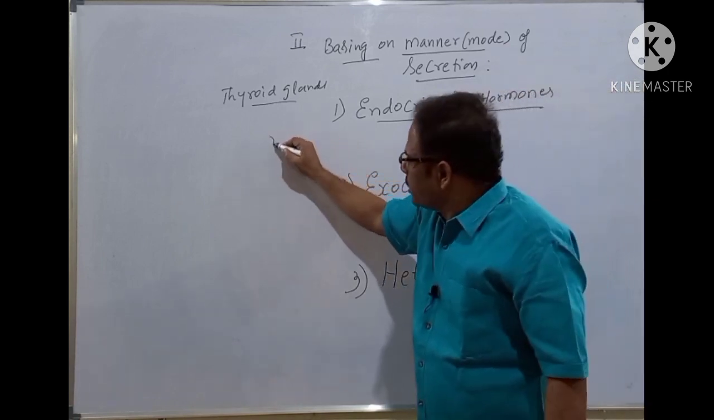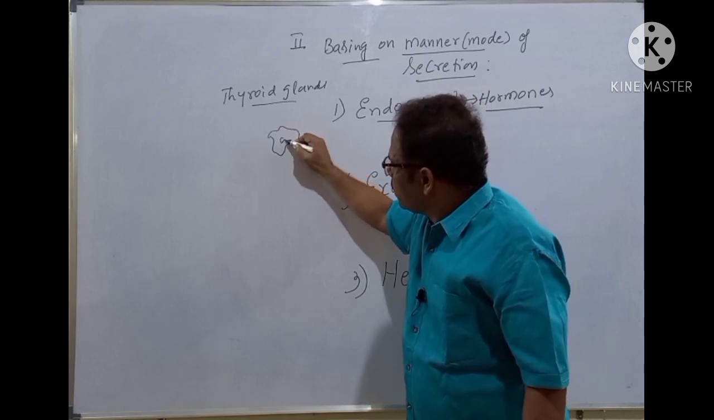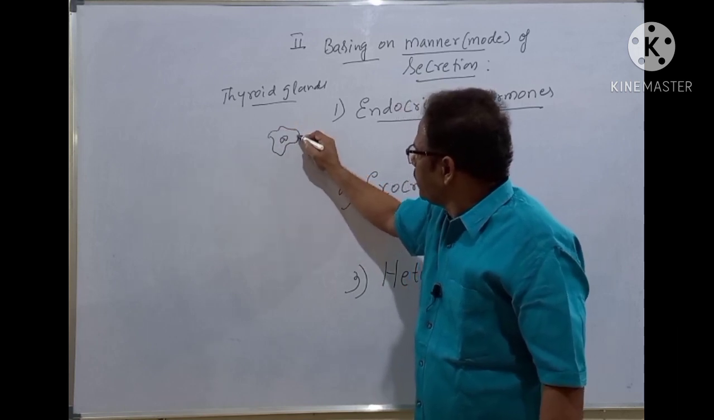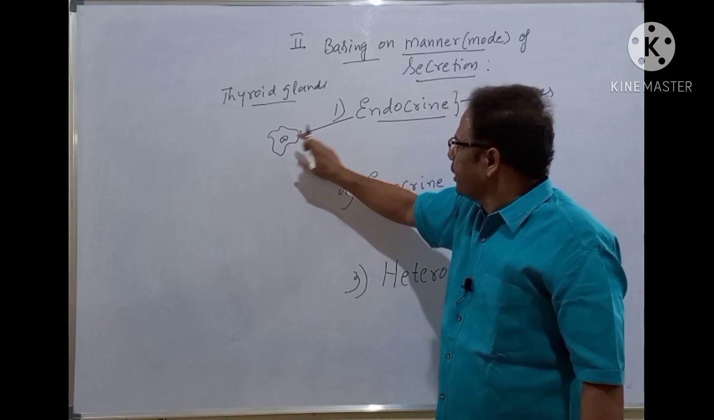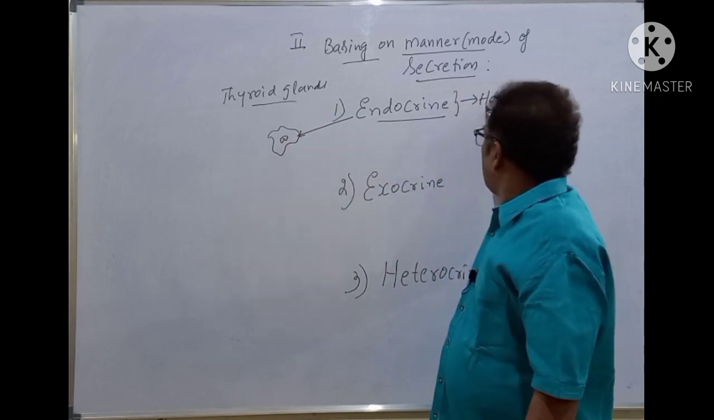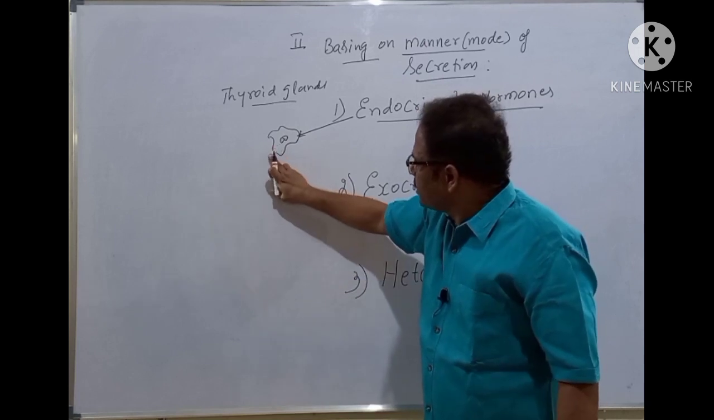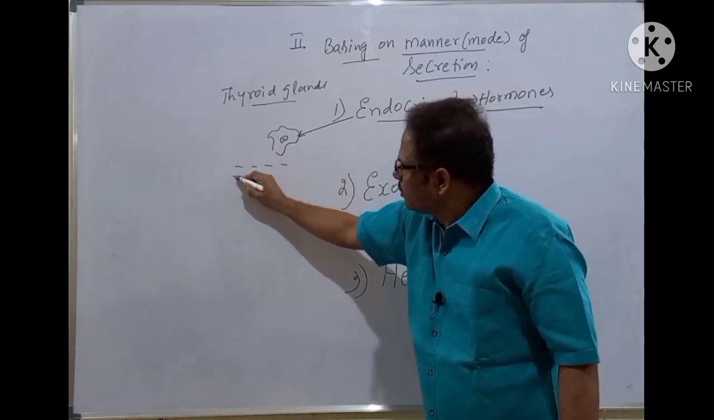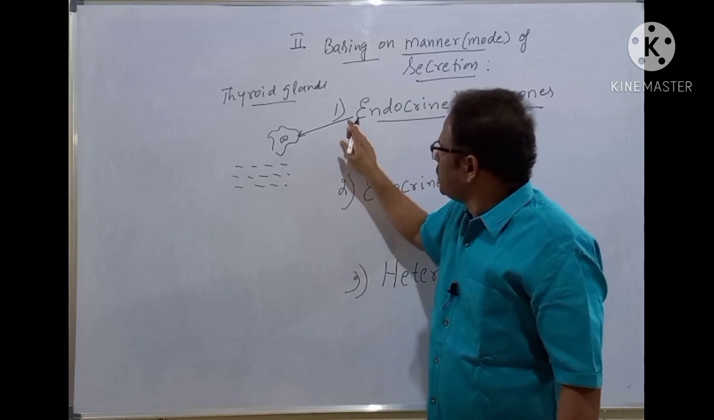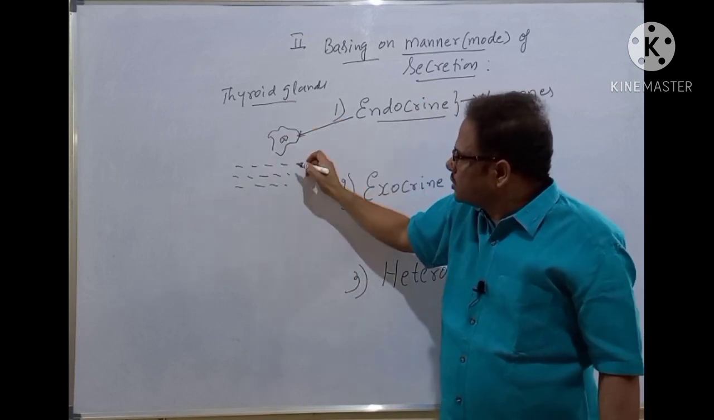Let's assume that this is an endocrine gland. Okay, this is a very good example. Here, the endocrine gland secretes the hormones. This is an endocrine gland, directly secreting. And here is the blood. This is the endocrine gland. This is the blood.